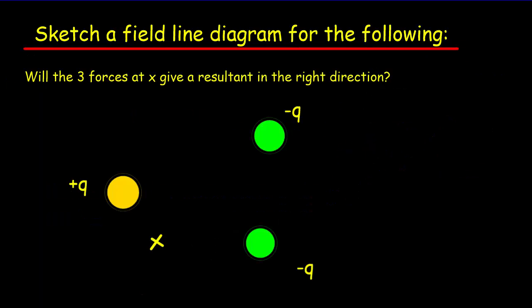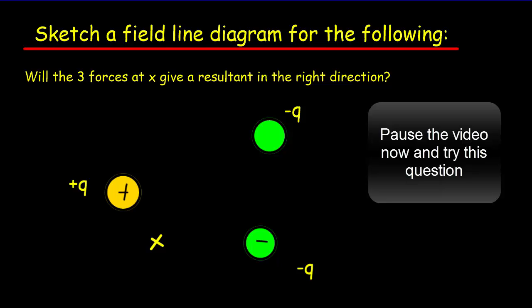Okay, what we're going to try to do now is sketch a field line diagram for this situation here in which we've got a positive charge and 2 negative charges. What I'd like you to do is try this exercise on your own and then come back for the answer.